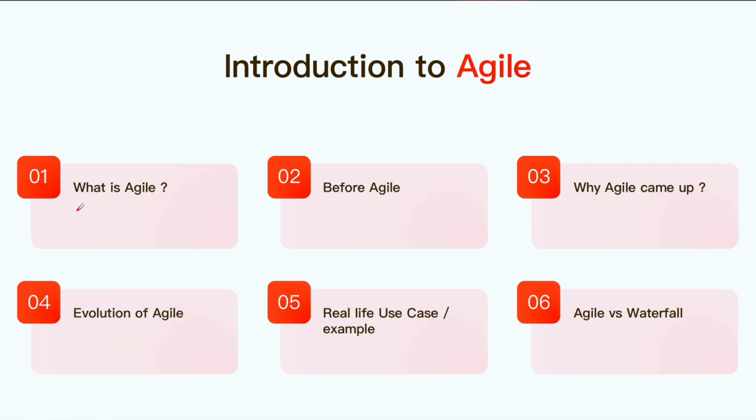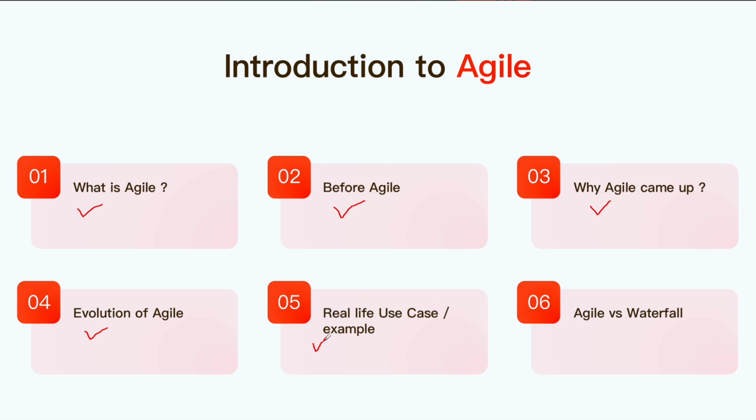Now in the introduction to Agile, we have discussed about what is Agile and we have discussed that there was a Waterfall methodology before Agile which was not flexible to adapt to the changes. We have also discussed why Agile came up. The main reason was Waterfall model was not flexible to adapt to the changes. And we have discussed that Agile is started in 2001. Once it started, there is also many frameworks that have been developed. And we will discuss about these frameworks in detail in the later part of this course.